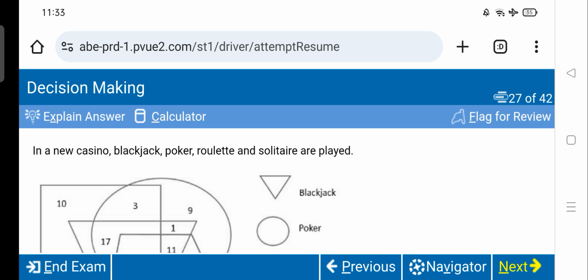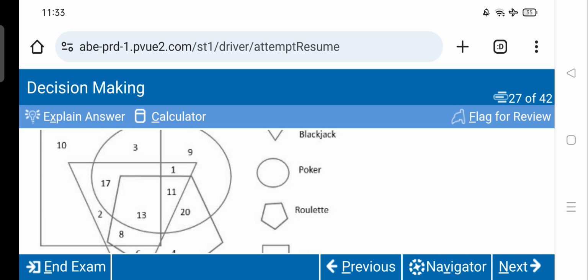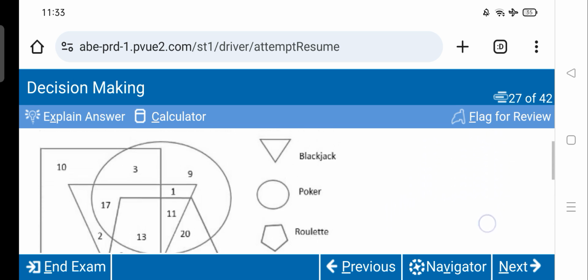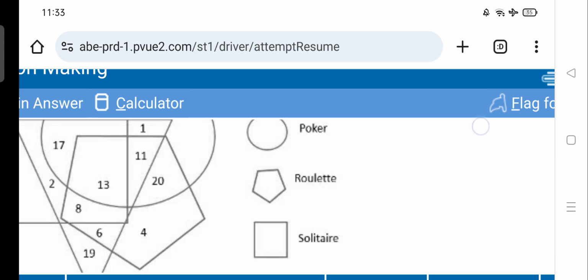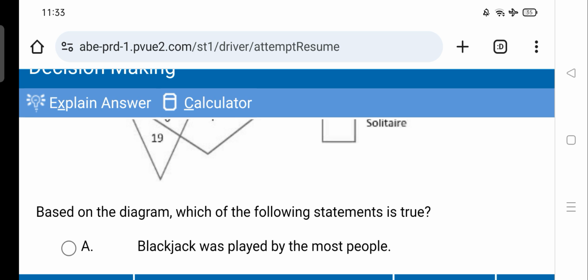So in a new casino, blackjack, poker, roulette, and solitaire are played. So here we have this diagram. You can take a look at this one. Triangle represents blackjack, circle represents poker, and then we have roulette and solitaire. So based on the diagram, which of the following statements is true?